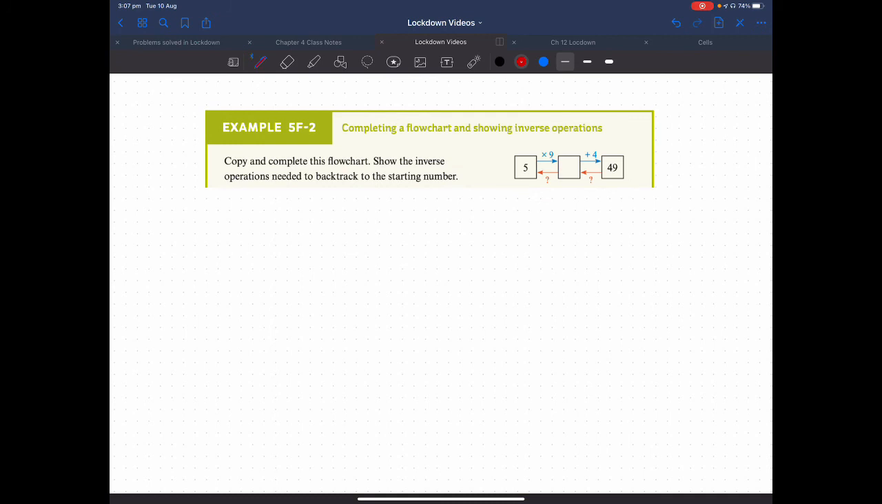In the second example, it says copy and complete this flowchart. We have the flowchart written for us. Show the inverse operations needed to backtrack to the starting number. So what we've been given is times by 9. The inverse operation then will be divide by 9. We are given the second operation is +4. So the inverse operation to plus is minus, so we will have -4.